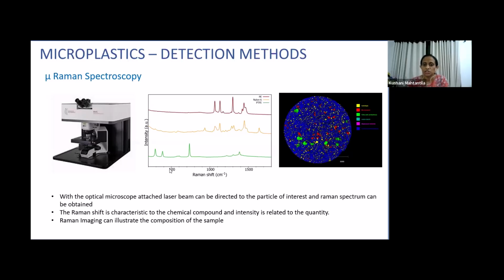That is the Raman shift. How the energy shifted from the incident energy, it is the Raman shift. And Raman shift is characteristic to the chemical compound, and intensity of the peak is characteristic to the quantity. So using Raman spectroscopy, we can quantify and identify the particles.